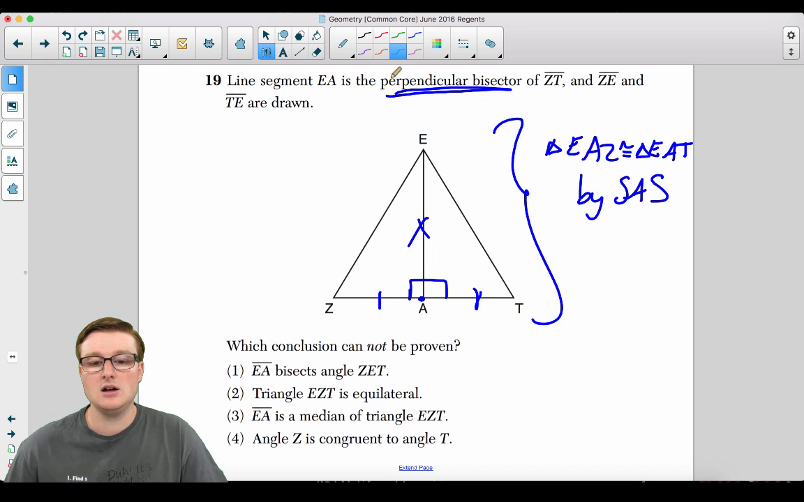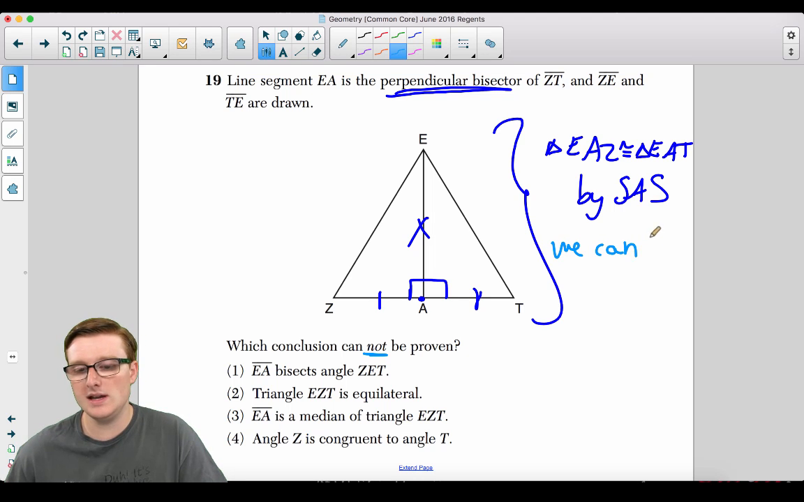So, why am I telling you this? Well, we're trying to prove which of the following cannot be proven. What we could then prove is everything else in this triangle is congruent by CPCTC. So, we can now prove the following.